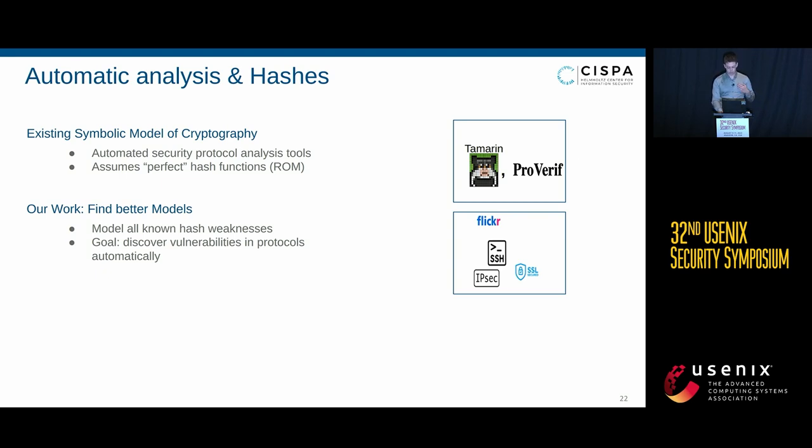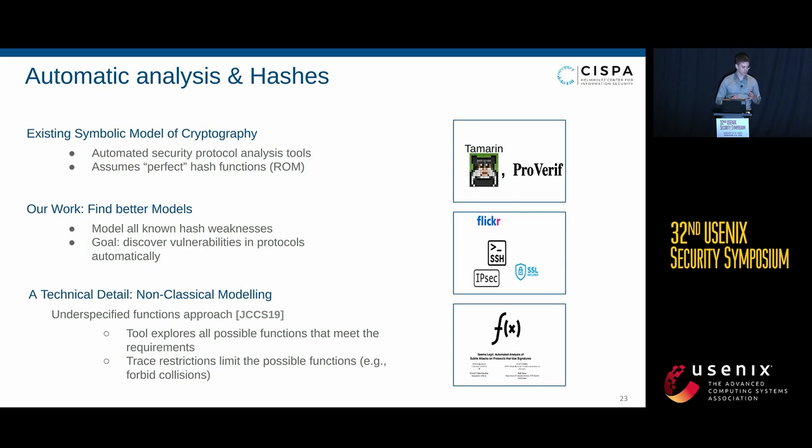And to model those, we used a rather new technical approach to model primitives, which was first done by Jackson et al. in 2019. We model the hash function as an underspecified function or a set of functions, where the tool can explore all the different functions, which we then later on restrict, for example, to forbid the existence of collisions.